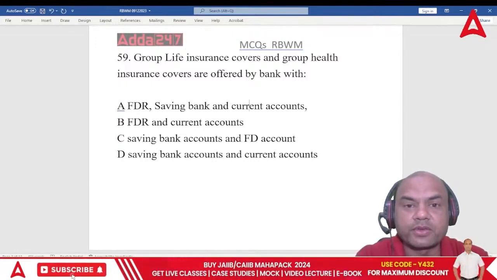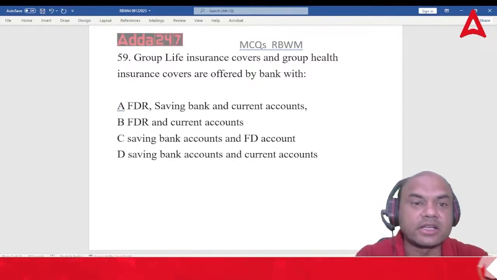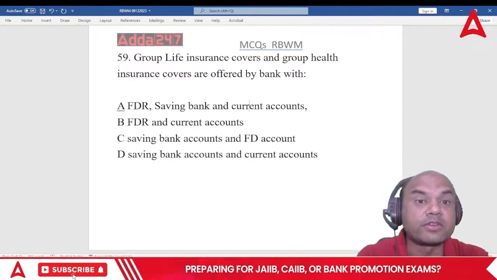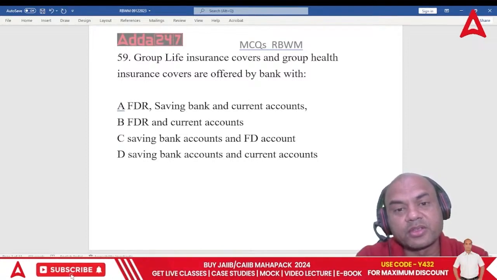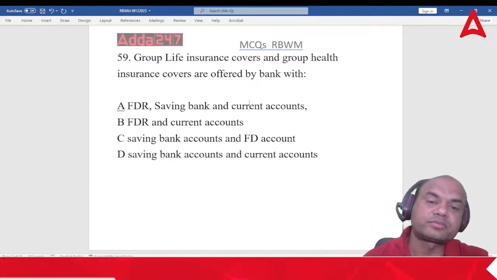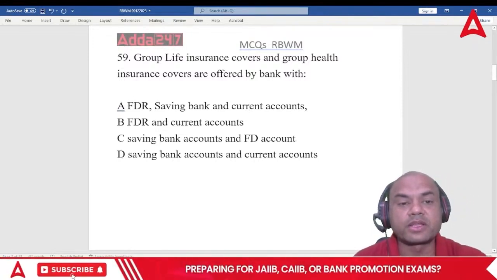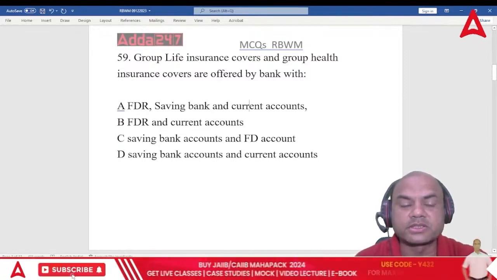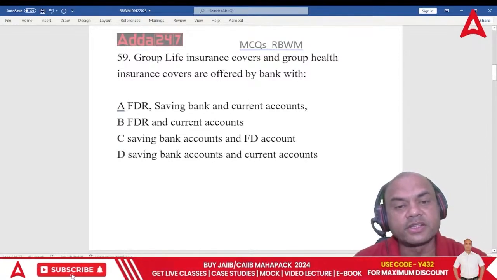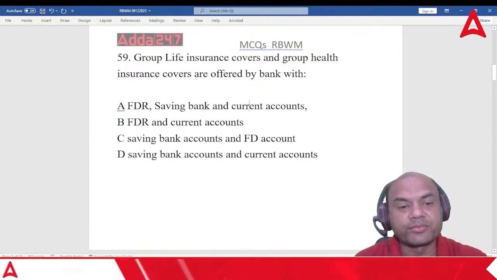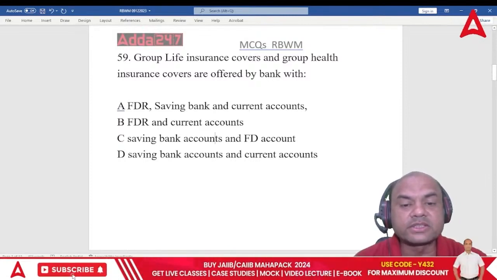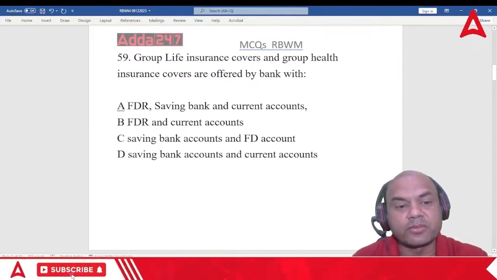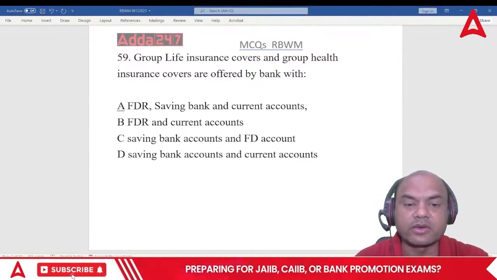You open the savings account with us and you'll get a health insurance, you'll get an accident policy, you'll get this policy, you'll get that policy free. Open the savings, current, FD account with us. So, what is the answer over here? Along with which products do I offer this life insurance and health insurance products? With FDR, savings bank, current account, or only FDR and current account, or only savings and FD account, or savings bank account and current account. So, what can be the answer? A, B, C, or D? Think over it.